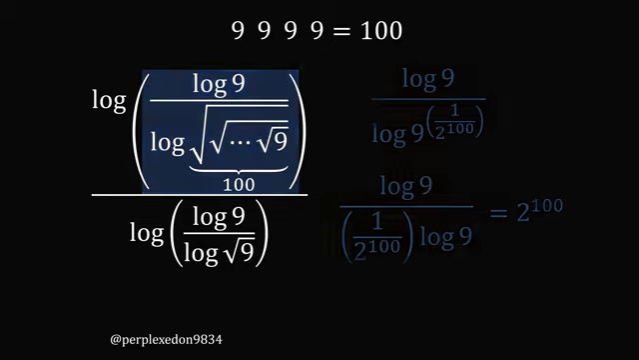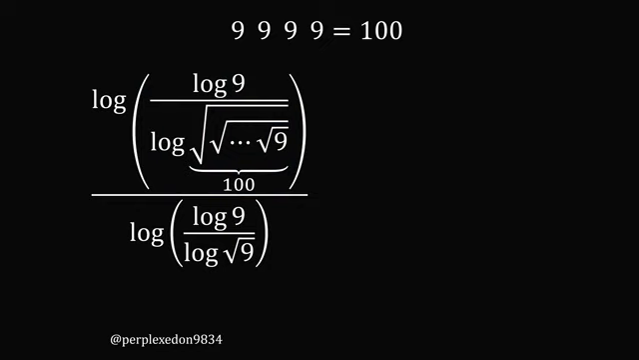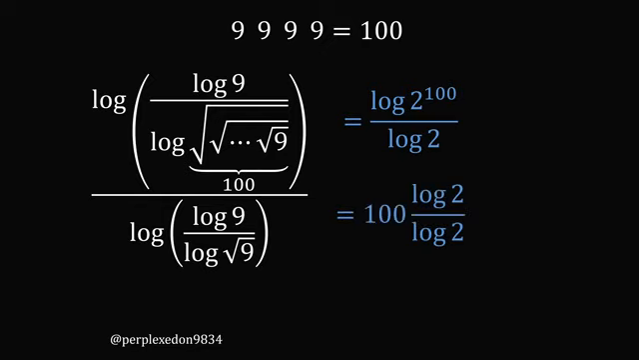So let's finally do this calculation. The numerator will work out to be log of 2 to the power of 100. The denominator will just be log of 2. We can then simplify this by bringing that exponent of 100 to the front. So we have 100 multiplied by log of 2 divided by log of 2. The log 2's will cancel out. So this all simplifies to be 100.